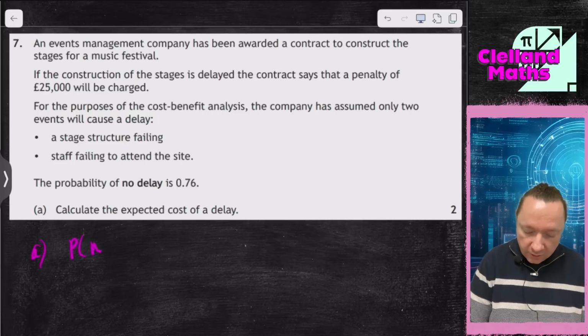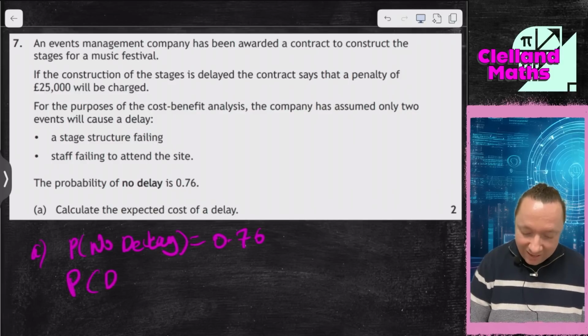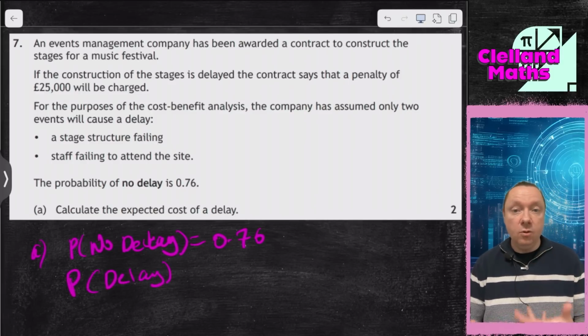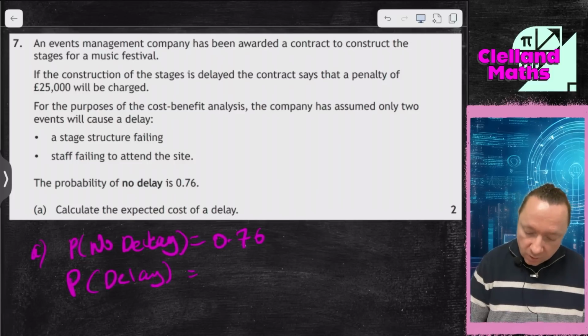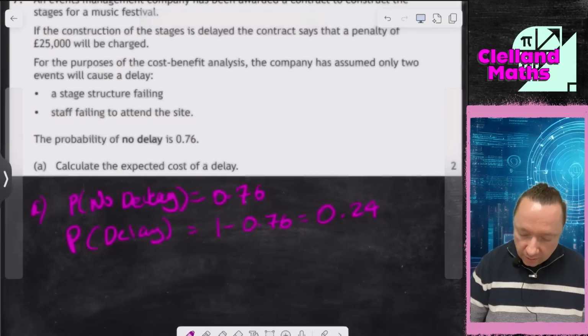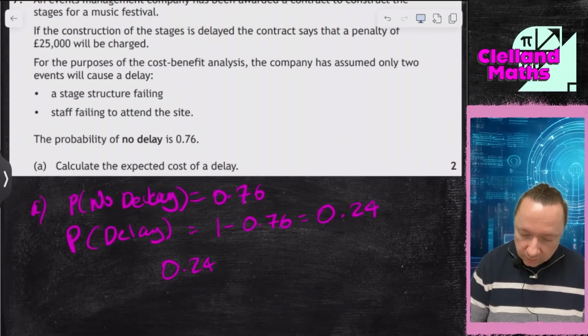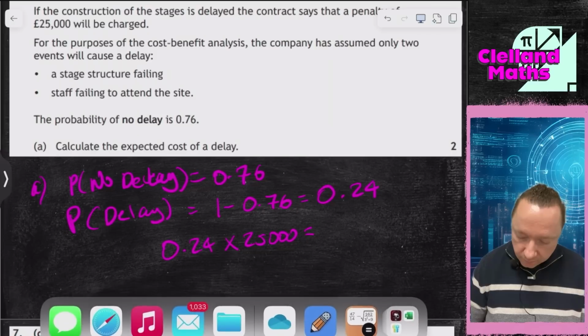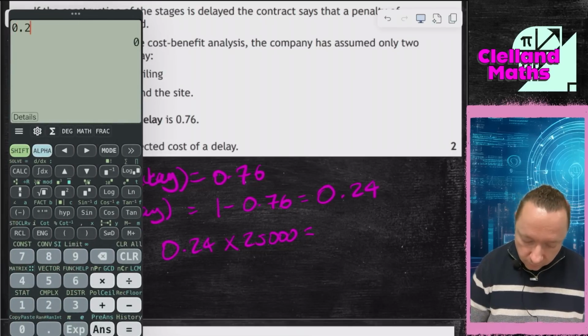So the probability of no delay is 0.76. So that means that the probability of a delay then is the opposite. No delay or delay, only one can happen, is 1 minus 0.76, which is 0.24. So that means our expected cost is simply 0.24 times the penalty of 25,000. Calculator. £6,000.